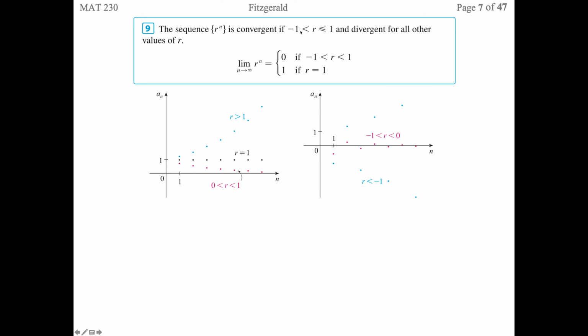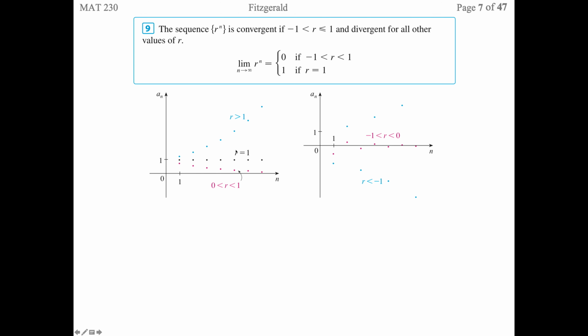So if we look at where we are convergent, from negative 1 less than r is less than or equal to 1, let's look at this part of the piecewise function when r is equal to 1. If your base is 1 raised to any power, you're going to have a horizontal segment if we connected the dots as if it was a true function. So that's convergent. That would give us a limit of 1.